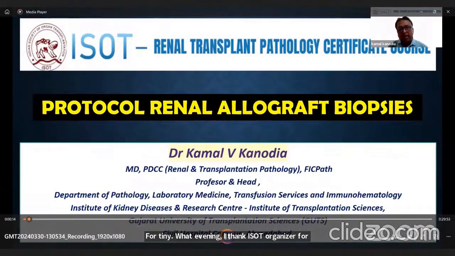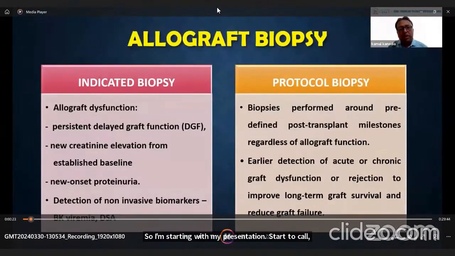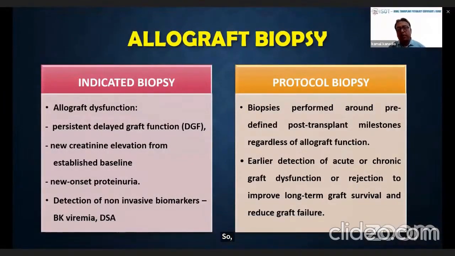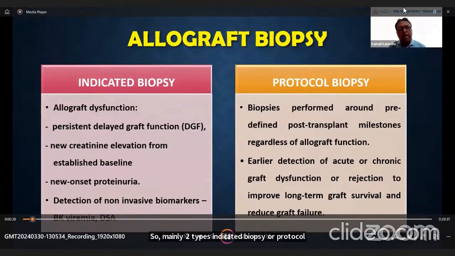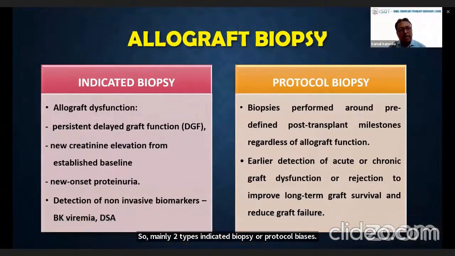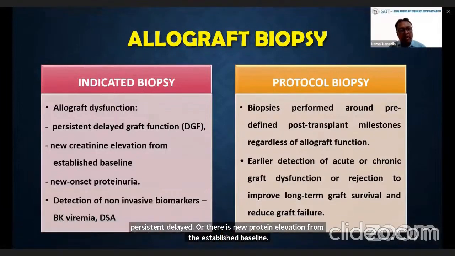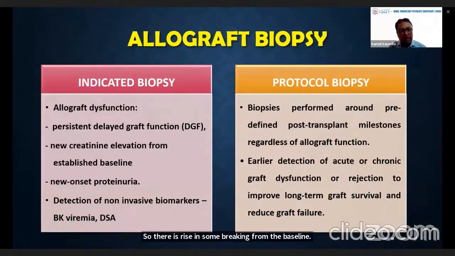Thank you very much. So I'm starting with my presentation, protocol renal allograft biopsy. Allograft biopsies are mainly two types, indicated biopsies or protocol biopsies. Majority of the biopsies are indicated biopsies. The indication for the biopsies are allograft dysfunctions that could be persistent delayed graft function, or there is new creatinine elevation from the established baseline. So there is a rise in serum creatinine from the baseline, or there may be new onset proteinuria.